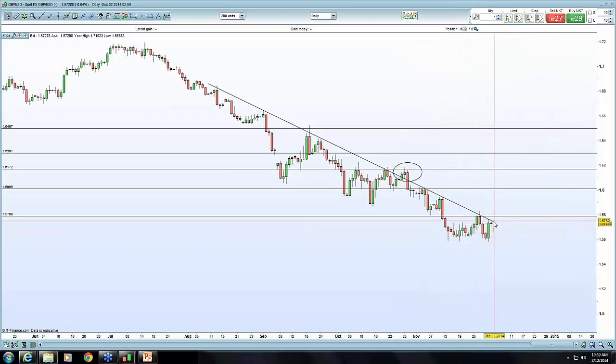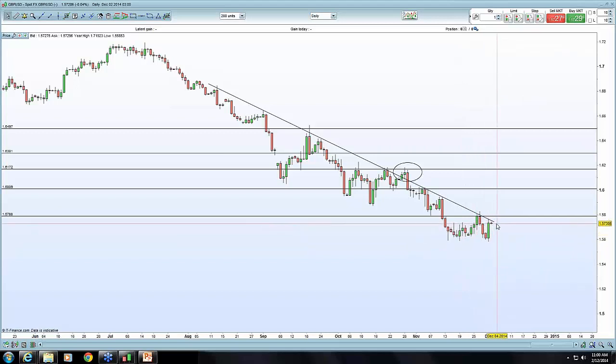Now it's testing a key level, trendline resistance, visual resistance around 1.58. If it breaks 1.58, we might make a bigger consolidation, a bigger retracement, maybe back to these levels around the 1.59 to 1.6 area. So the longer term chart is still bearish, it's just that the shorter term daily chart is consolidating. So just pick your levels very carefully.